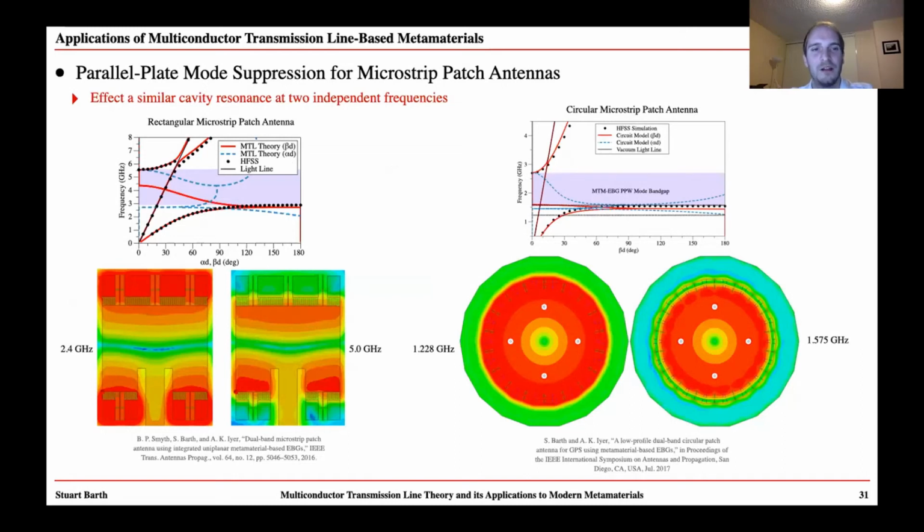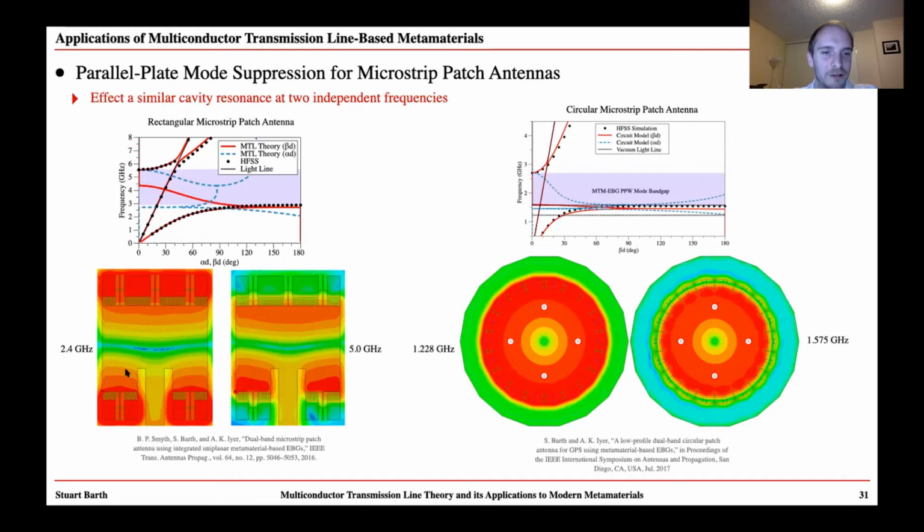patch antennas. So our idea was that we could affect two different cavity resonant modes at two independent frequencies, right? Inside of a microstrip patch antenna, of course, it operates by having a TM10 type cavity mode. And we placed an EBG, a metamaterial electromagnetic bandgap structure, on either end of this resonant cavity. And we designed the metamaterial such that at one frequency, the fields would propagate through the metamaterial at 2.4 gigahertz, indicated on this dispersion diagram, shown on the left.